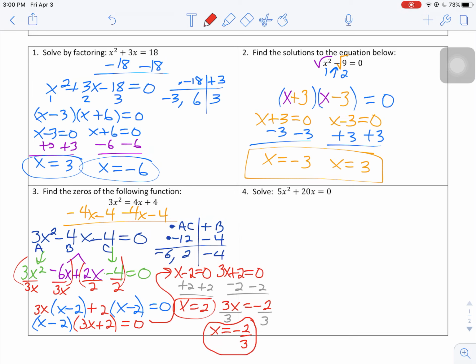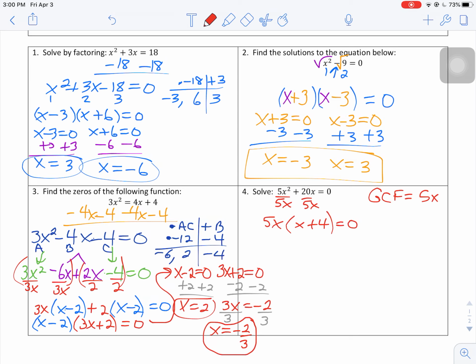On that last one, number 4, everything is already on one side equal to 0. So let's try to factor. So is there a GCF other than 1? Yes, there is. 5x. So we want to divide out our GCF of 5x to start, and our leftovers are x plus 4. Looking at the leftovers in the parentheses, can we factor x plus 4?